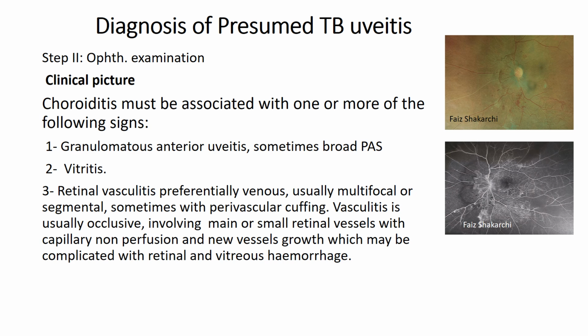Second, vitritis. Third, retinal vasculitis, diagnosed clinically and with fluorescein angiography, preferentially venous, usually multifocal or segmental, with perivascular cuffing. Vasculitis in TB is occlusive, involving small or large retinal vessels, sometimes complicated with capillary non-perfusion areas, new vessels formation, retinal and vitreous hemorrhage.